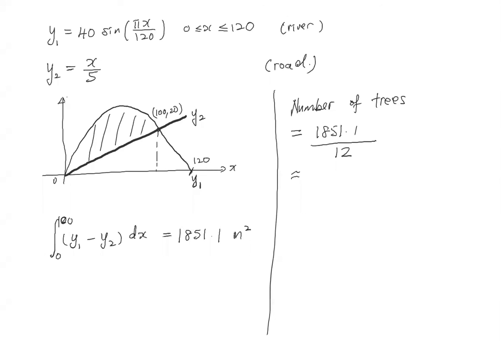1851.1 divided by 12. So I got 154.25. You round up or round down? Up. So approximately 154 trees can be planted. Okay? Can or not? Yes, Miss. Okay, good. So the application part will be something like this. Next week we will discuss more.